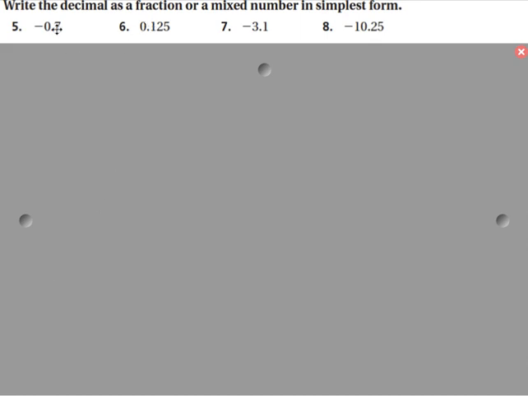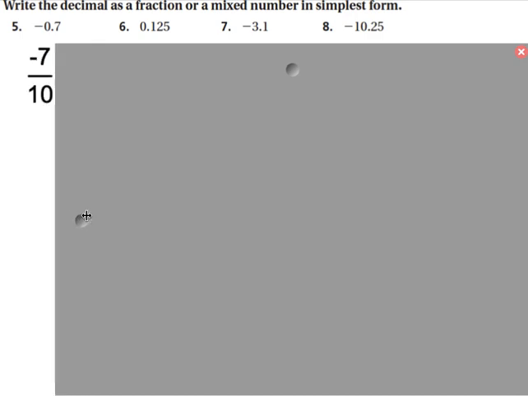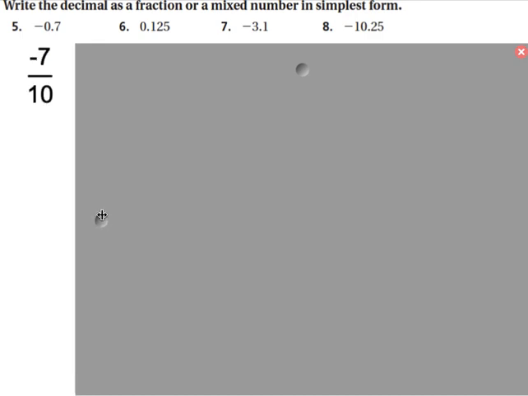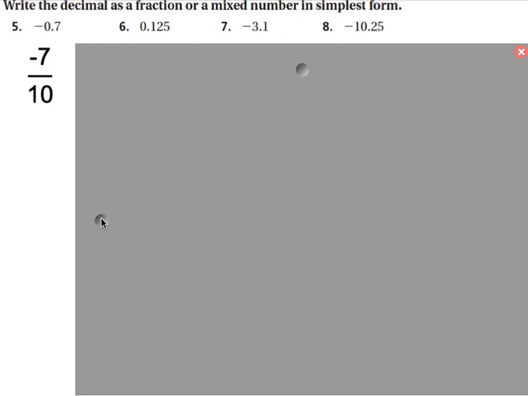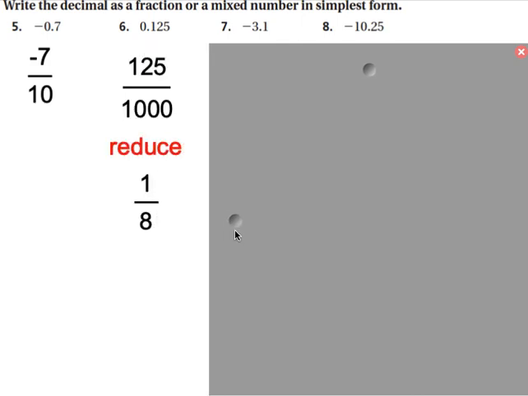Okay, looking at some more examples here, these ones not necessarily in your notes. Write the decimal as a fraction or a mixed number in simplest form, negative 0.7. Well, since it goes to one decimal place, it's going to be over 10, and negative 7 over 10 doesn't reduce. That's it. There's nothing left to do on that one. Okay, 0.125. You might remember this from the last page. It was negative there, but it's the same type of problem. You would have 125 over 1,000, and when you reduce it, you get 1/8.